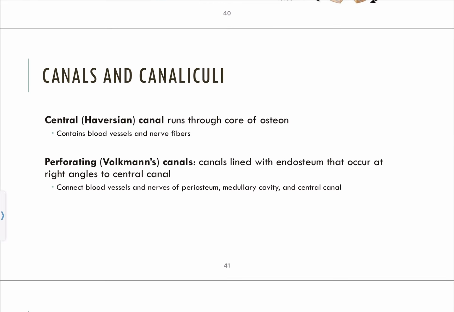Other structures when we're talking about compact bone: we already talked about the central Haversian canal that carries the blood vessels and the nerve fibers, but we have these perforating or Volkmann canals that run horizontally or at right angles to the central canal. They also help connect blood vessels and nerves from the periosteum to our medullary cavity and our central canal. So perforating or Volkmann's canals run horizontally through the long bone, and central or Haversian canals run parallel to it.